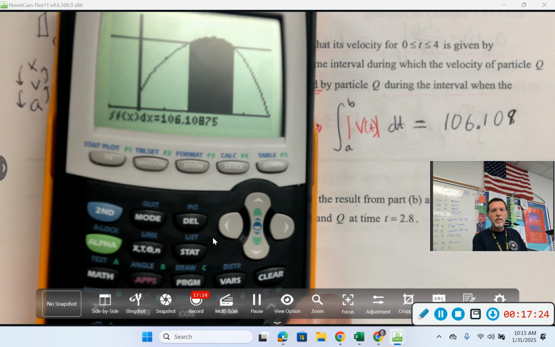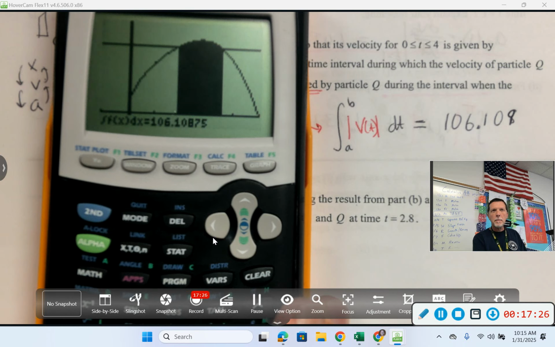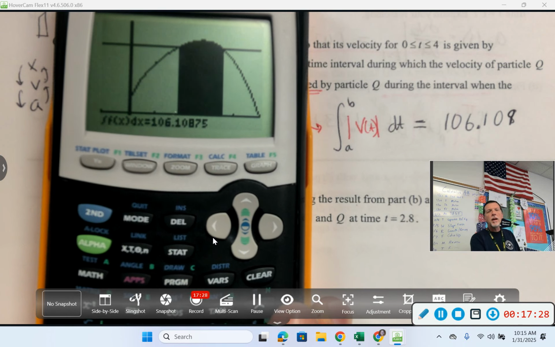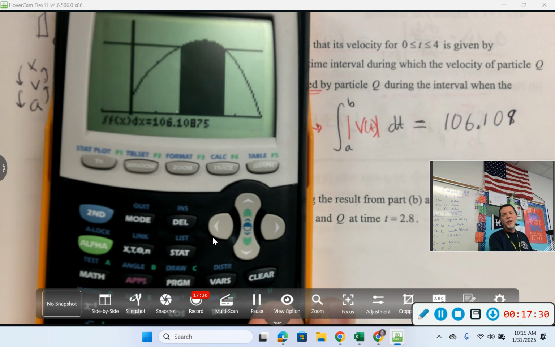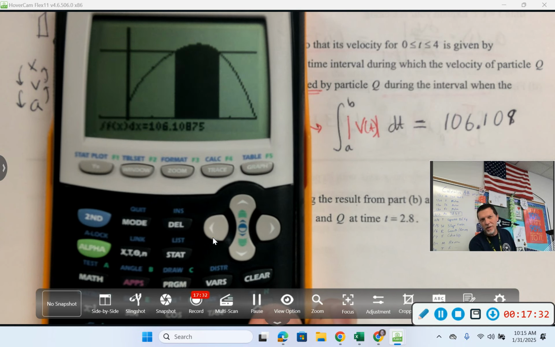Will that ever be wrong? Because we don't really type in the absolute value bars. Okay, that's a great point. We didn't type in the absolute value bars. It was right for this one because everything was positive. So if there was negative stuff, it would not have worked.